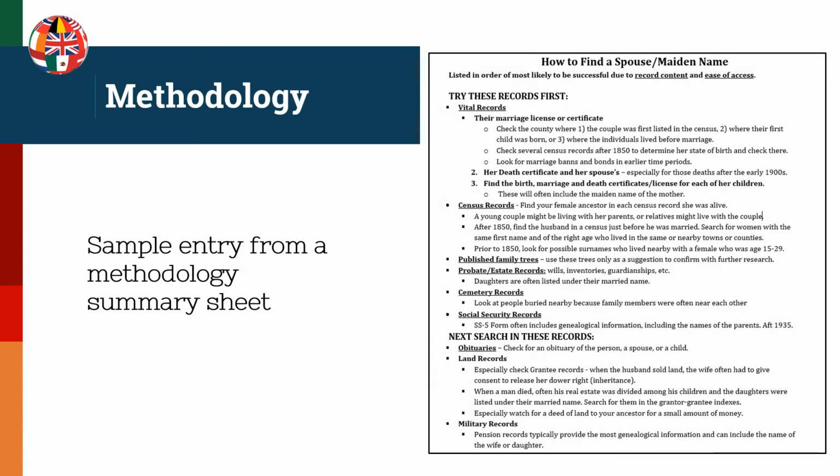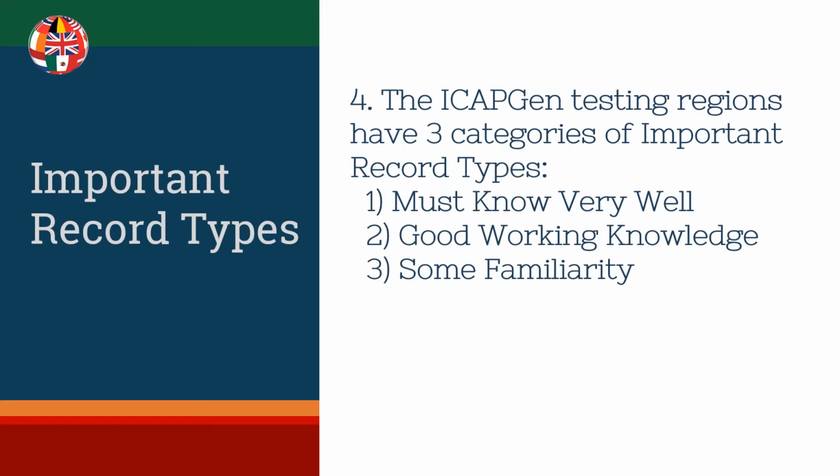Here is an example of a methodology summary sheet on how to find a spouse or identify a maiden name. Number 4 is important record types. The ICAPGen testing regions each have 3 categories of important record types that you need to understand. Must know very well, good working knowledge, and some familiarity.